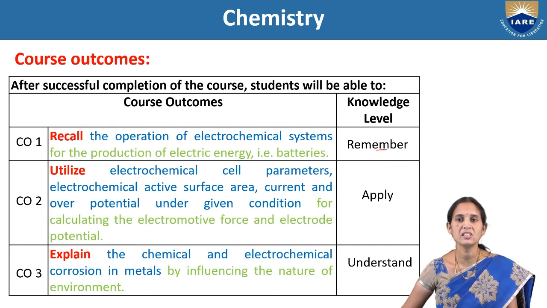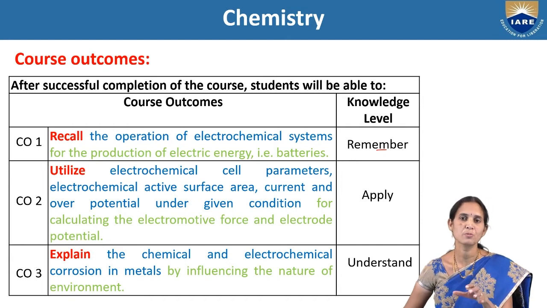Now CO3: explain the chemical and electrochemical corrosion in metals by influencing the nature of the environment. Here the students learn about chemical and electrochemical corrosion, how a metal undergoes corrosion in dry atmosphere and wet atmosphere, that is, by influencing the nature of the environment.